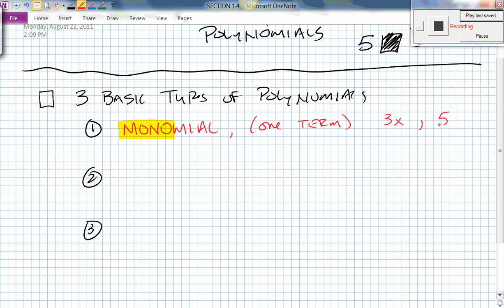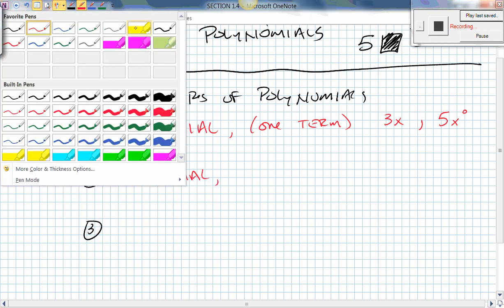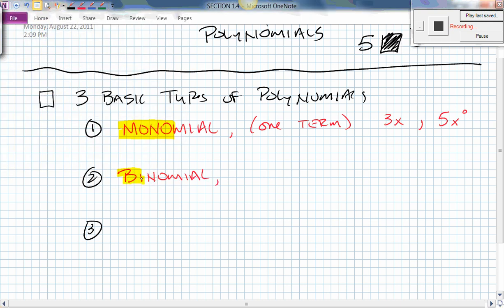The number 5 is also a polynomial. It happens to be a monomial because I could write it as 5x to the 0 power, considered to be one term, so it would also be a monomial. That's the first one. The second one is a binomial. Now, just like the first one, what is the Latin root for bi? 2, right? So that's going to have 2 terms in it.